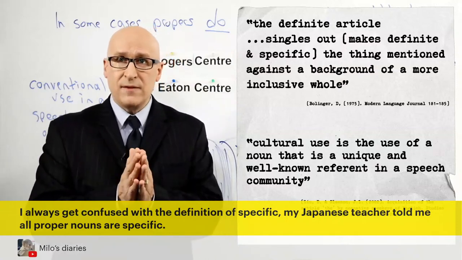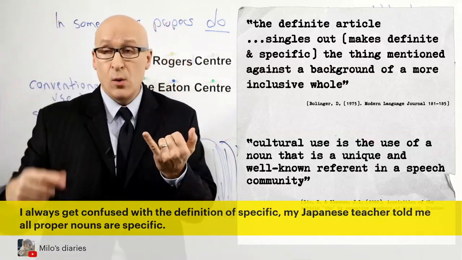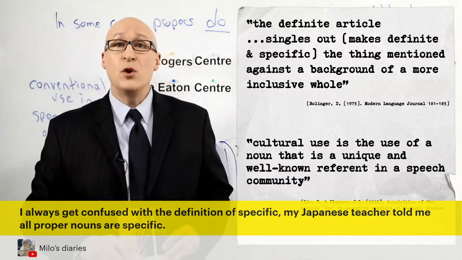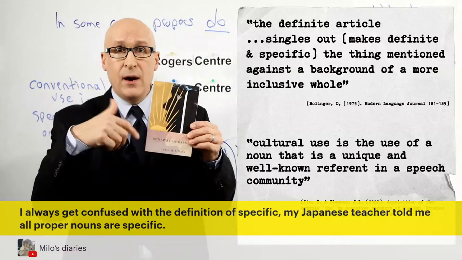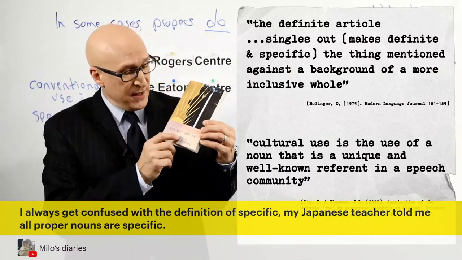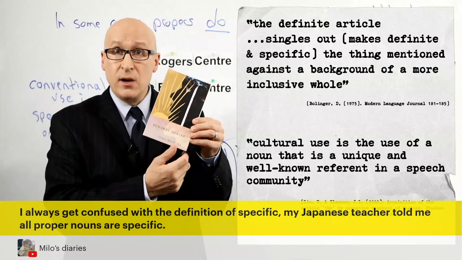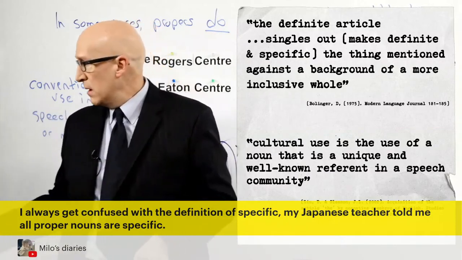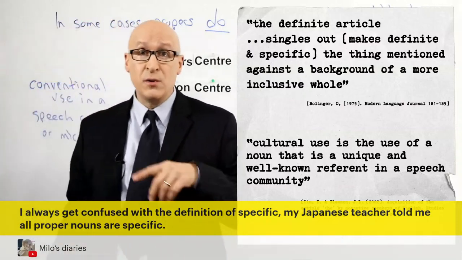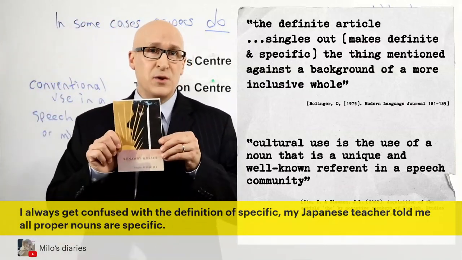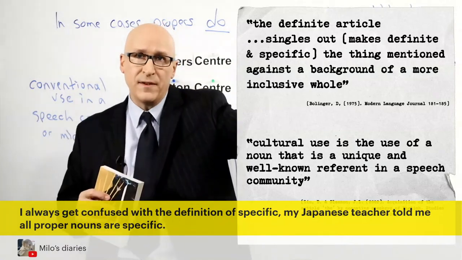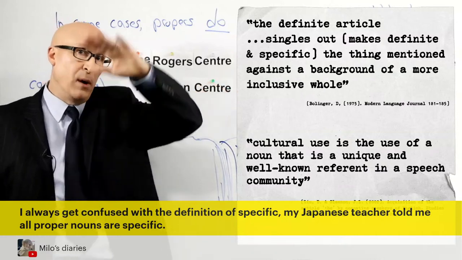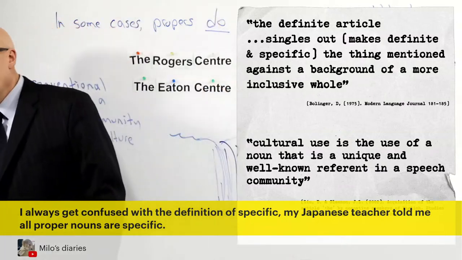What makes something specific? One, if you already know what I'm talking about, like when I introduce this book, I want to show you a book. Now I introduce it in specific detail. Runaway Horses by Yukio Mishima. Now you know a specific book. Now when I say, hey, I want to show you the book again, you know which one I'm talking about. I've already made it specific. So it's already specific against a background of a more inclusive whole, the possibility of 1 million books, right?